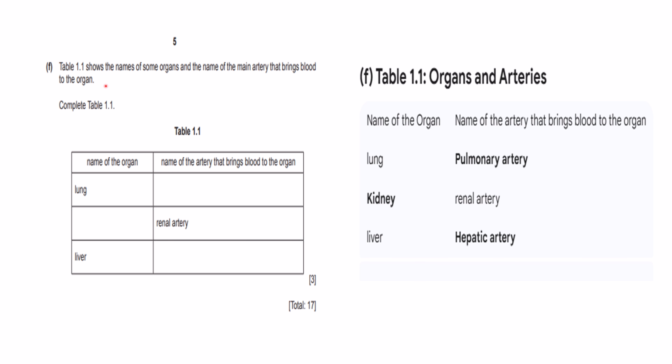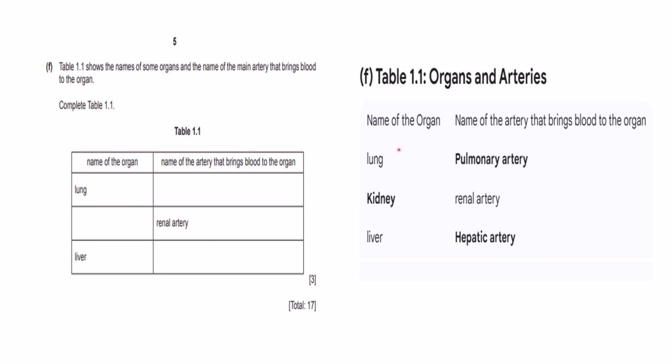Part F. Table 1.1 shows the names of some organs and the names of the main artery that brings the blood to the organ. Complete the table. Table 1.1: name of the organ, lungs; name of the artery that brings blood to the organ: you need to fill this. Second, you need to fill the name of the organ and the name of the artery that brings the blood, that is the renal artery. Third, liver: you need to name the artery that brings blood to the organ.